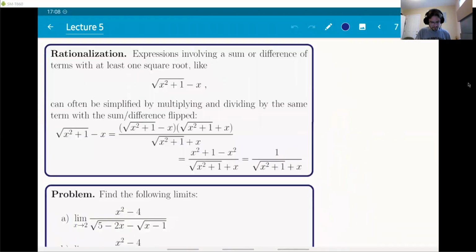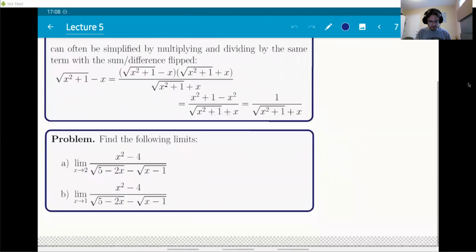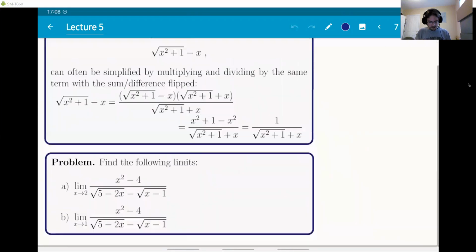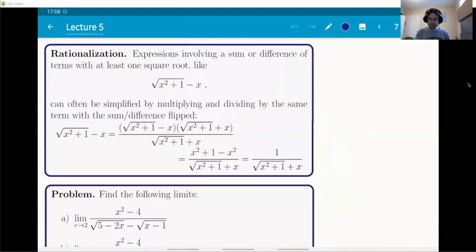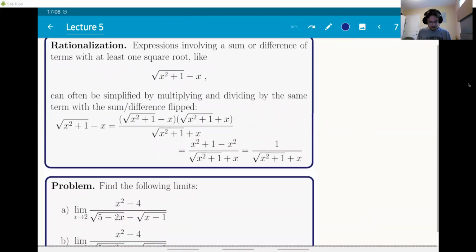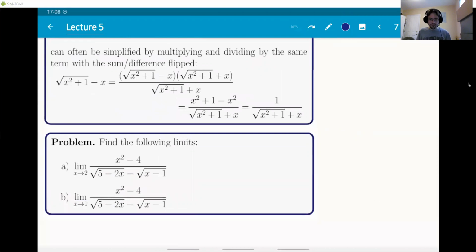Moving on. I'm probably going to skip this one. I'm just going to leave this on the screen here, and you should try. So I'm reminding you about this rationalization trick again. Expressions involving sums or difference of terms where at least one of them is a square root can often be simplified by conjugating. We've done this today already. So I had just put 2 problems in here involving that.